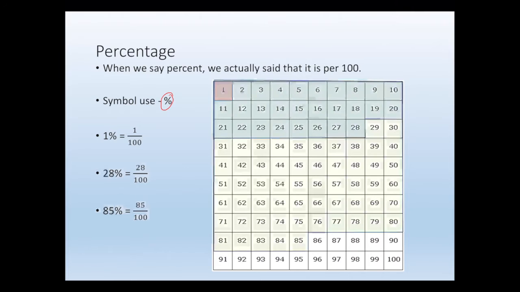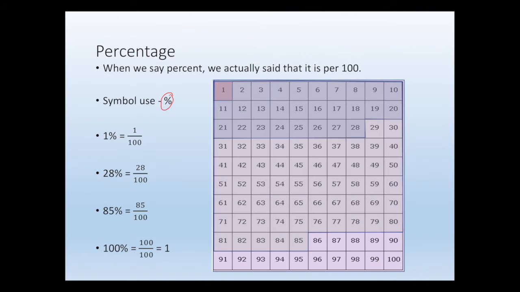85% is actually 85 over 100. And finally, 100% is actually 100 over 100, which is just 1, which is the original big square by itself. So remember, percent is actually per 100.